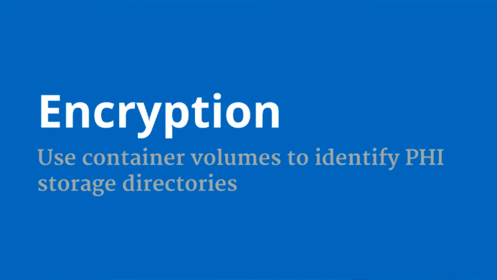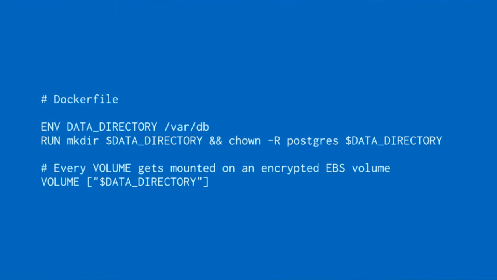And then finally, we can standardize how we perform encryption. The way we do this is that we use the image metadata, and specifically how volumes are defined on the image, to specify where PHI might be stored inside a container. The one requirement that we have in our images, in the Dockerfiles we use to build them, is that we include a volume instruction to specify each directory in which a database might store its data.